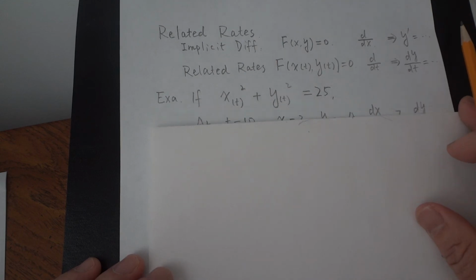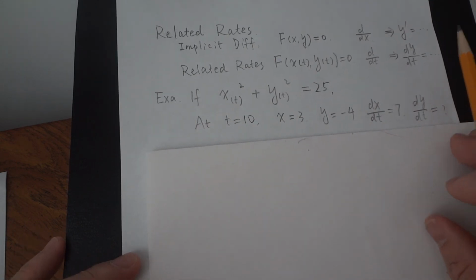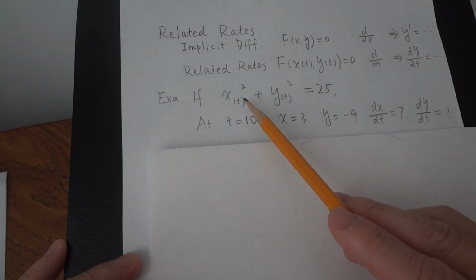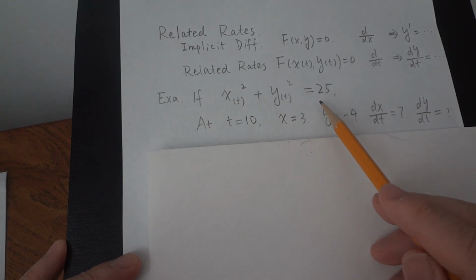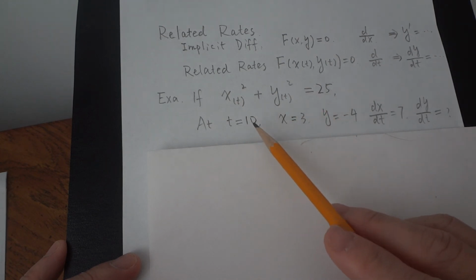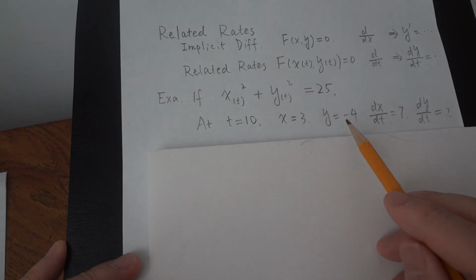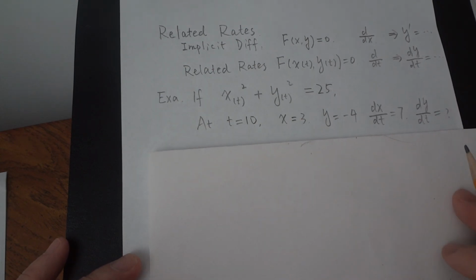Let's look at an example. This example is naturally related to the previous one that we just saw. Suppose we have x(t) squared plus y(t) squared equals 25. And at a particular moment, t equals 10, suppose x equals 3, y equals -4, dx/dt equals 7. We want to find out dy/dt.